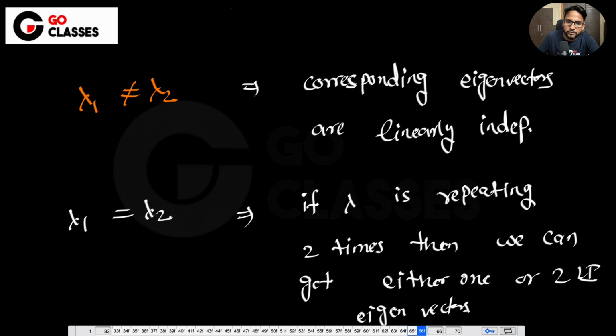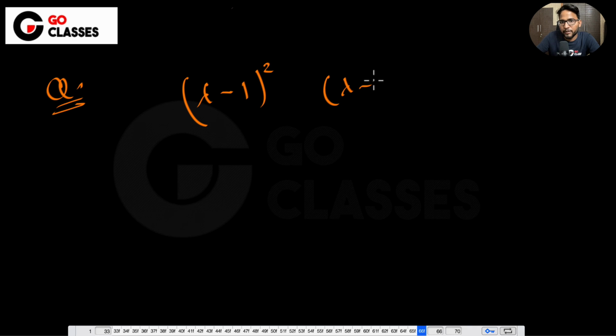Let me give you one example. Maybe you will be more comfortable after this example. Let's suppose I get a characteristic equation, which is lambda minus 1 power 2, lambda minus 5, lambda minus 7 power 3, equal to 0. This means lambda equal to 1 is repeating 2 times, lambda equal to 5 is repeating 1 time, lambda equal to 7 is repeating 3 times.